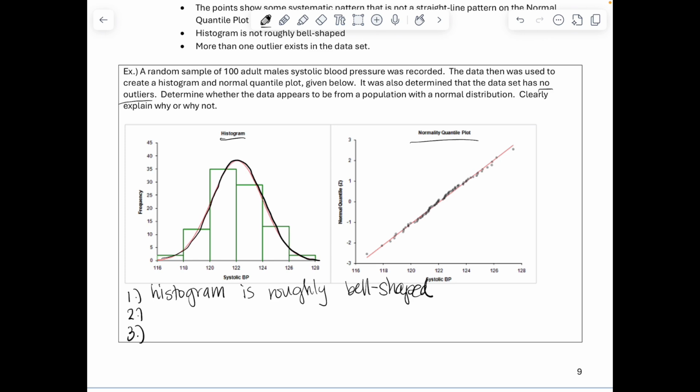Second thing is going to be that we're allowed 0 or 1 outliers, and for this one we have no outliers. It's told to us in the problem. And then the third thing is going to be our normal quantile plot is approximately a straight line and no pattern is given. And you can see that line is drawn on there also, and you can see all those points that are a normal quantile plot, and they're reasonably close to a straight line. So I'm going to say NQP is approximately a straight line. And again, remember that NQP does stand for normal quantile plot.